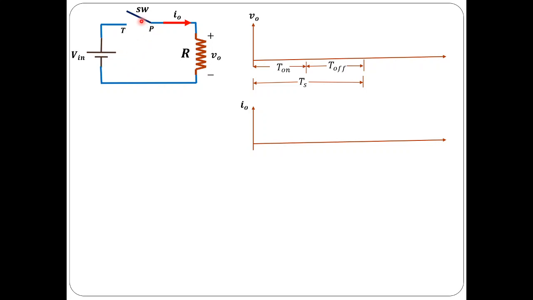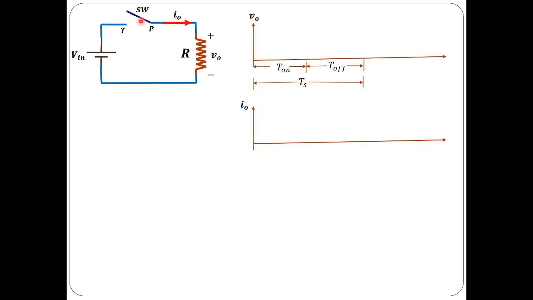Usually in power electronics, the switches that we are going to use are power semiconductor switches, which can be operated at very high frequency. They are not manual switches. They can be operated at high frequency, in kilohertz or even megahertz, based on the type of switch that we are using.